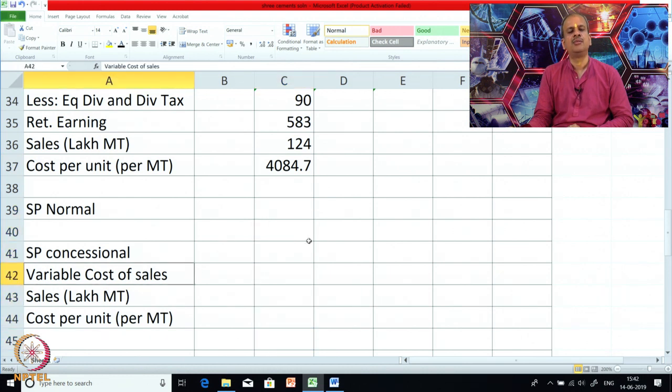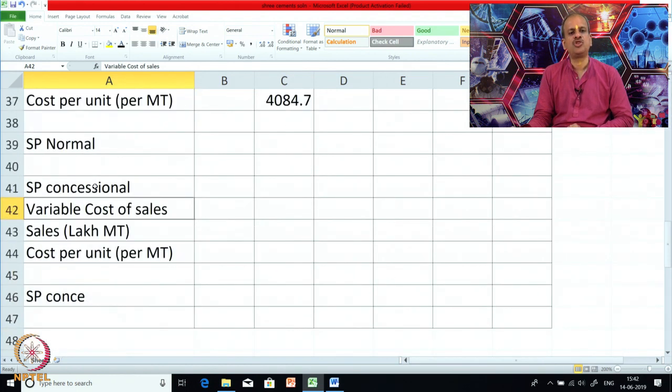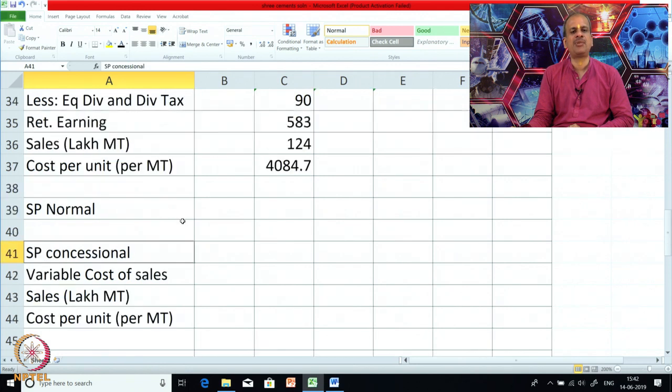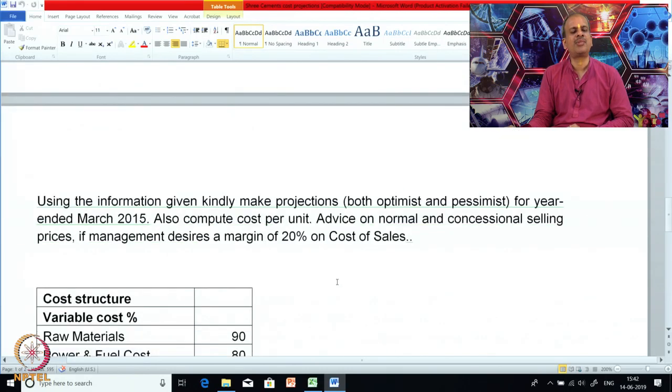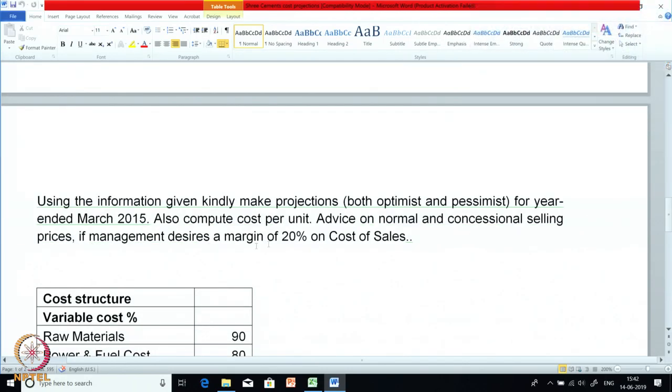Now here, before going for projection, suppose you are required to calculate the normal selling price and concessional selling price. How will you do it? As per the rule for calculation of selling price, it is given that management desires a margin of 20% on cost of sales. Advice on normal and concessional selling price.